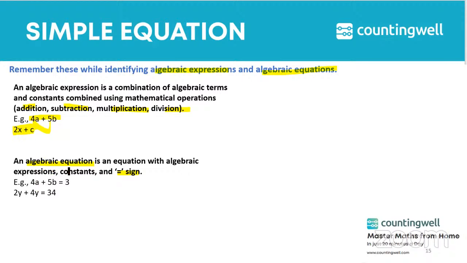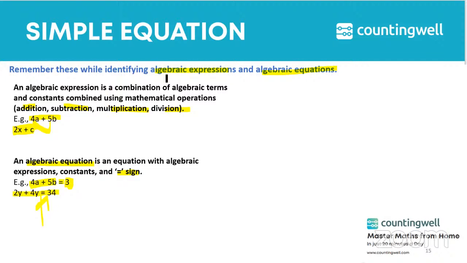Then we have algebraic equation. It is an equation with an equality sign. So you can see 4a plus 5b. This is an algebraic expression. We have taken an equality sign with equal to some constant here. So it has become an algebraic equation now. And here we have 2y plus 4y equals 34. Note that this is also an algebraic equation because we have used the equality sign here.